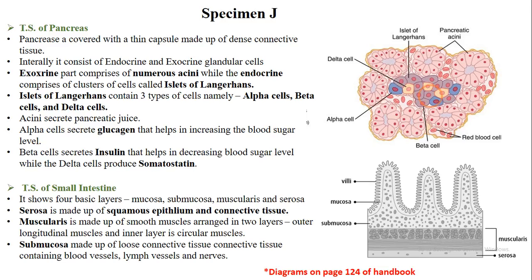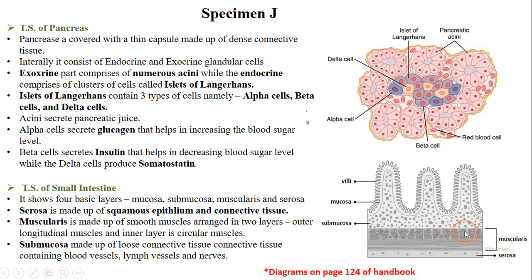Then the next specimen is TS of small intestine. Now the TS of small intestine shows four basic layers: the mucosa layer, then the submucosa layer, then the muscularis and the serosa. Serosa is made up of squamous epithelium and connective tissue. Muscularis is made up of smooth muscles arranged in two layers, the outer one and the inner one. The outer is the longitudinal muscle and the inner one is circular muscle.